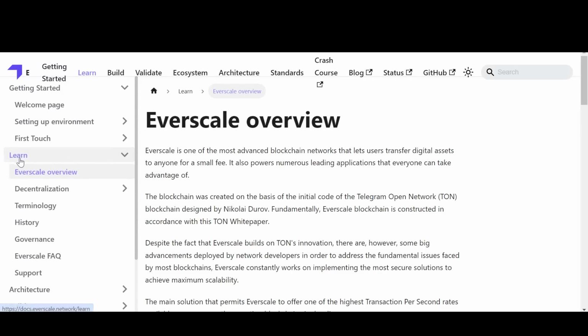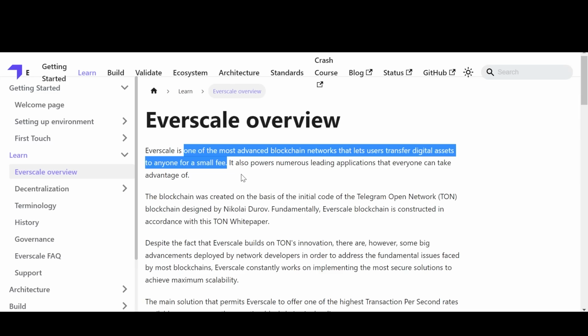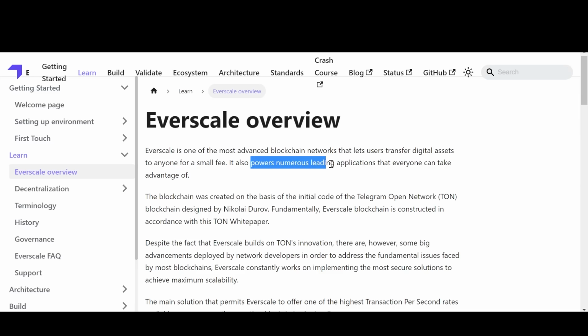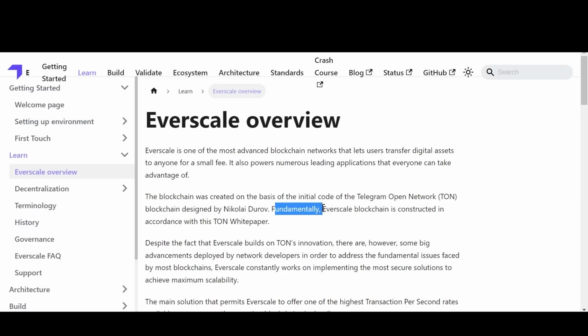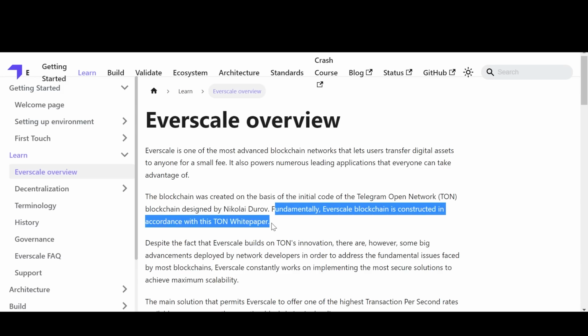Now, if we move on to Learn, here is more information about the Everscale overview. As it says, Everscale is one of the most advanced blockchain networks that lets users transfer digital assets to anyone for a small fee. It also powers numerous leading applications that everyone can take advantage of. The blockchain was created on the basis of the initial code of the Telegram Open Network blockchain designed by Nikolay Durov. Fundamentally, the Everscale blockchain is constructed in accordance with this TON white paper.